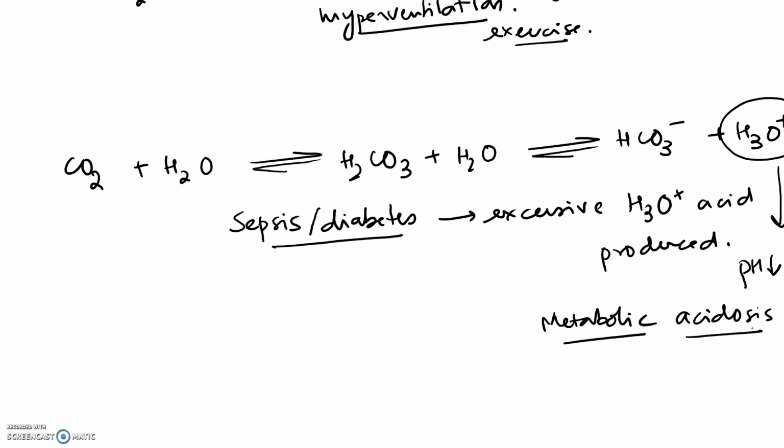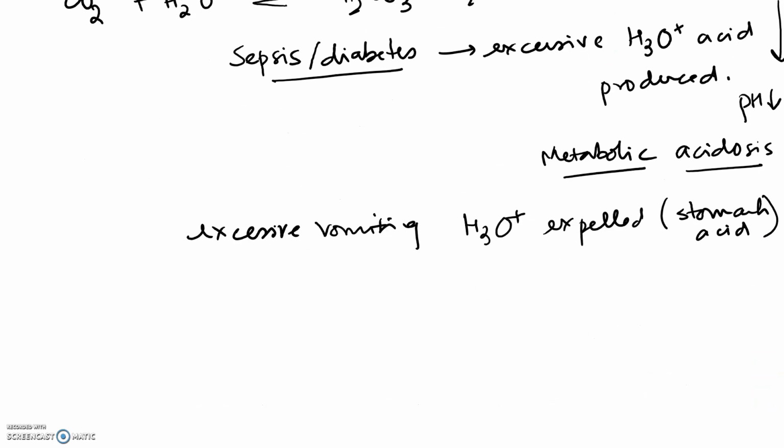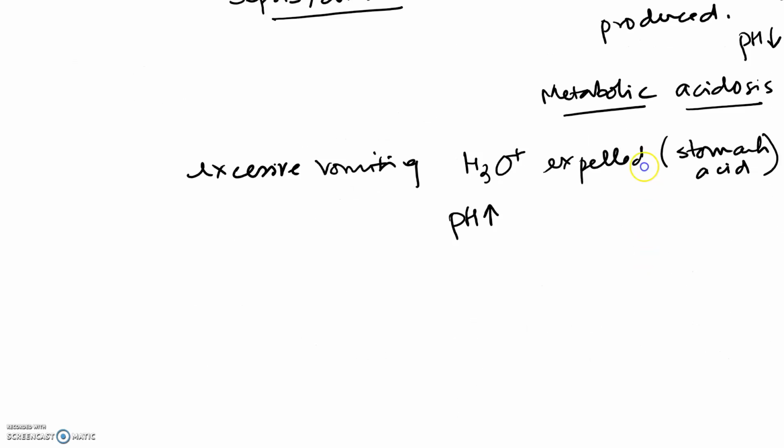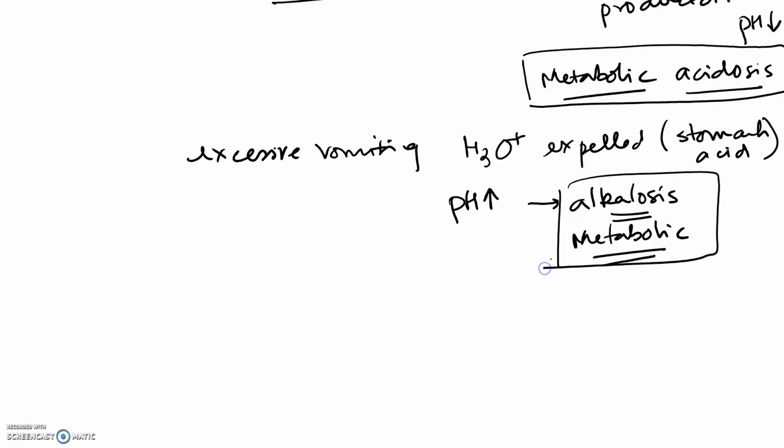That acidosis is called metabolic acidosis. On the other hand, if you have excessive vomiting, you throw up too much, for any reason, then your H3O plus ends up being expelled, because H3O plus comes from your stomach acid. Because the H3O plus comes out, you have less H3O plus, so the pH goes up, resulting in alkalosis, also known as metabolic alkalosis. So that's acidosis and alkalosis in a nutshell for you.